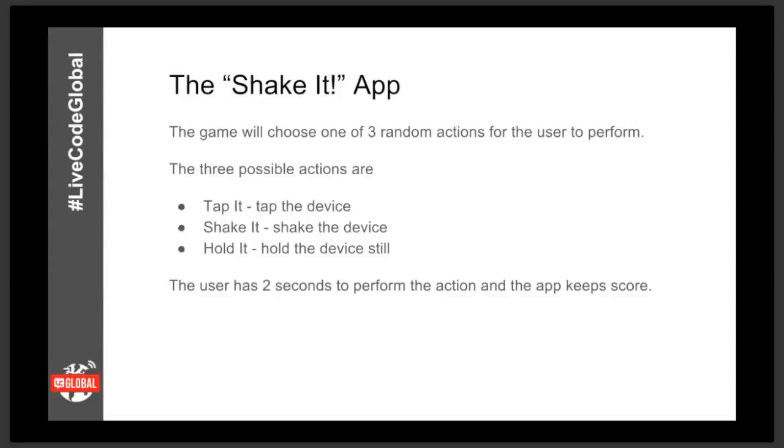So in the app that we're making, the user will have 2 seconds to perform each action, and the app keeps score. So it's going to be very simple. We're not going to speed it up over time or anything like that, just 2 seconds every time, and they have that amount of time to perform the action correctly. If they take the wrong action, then the game will end.